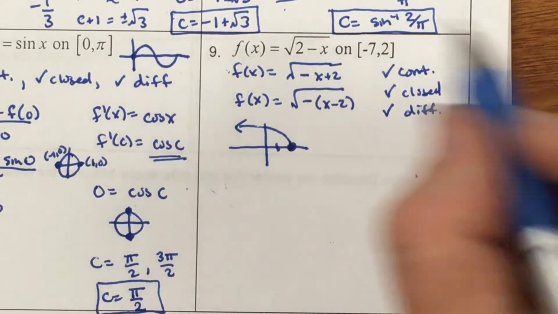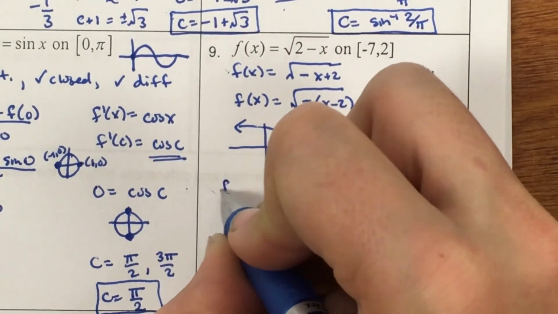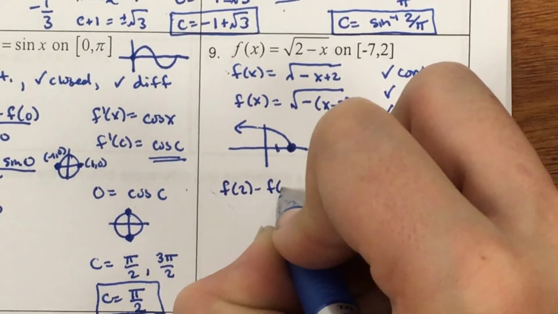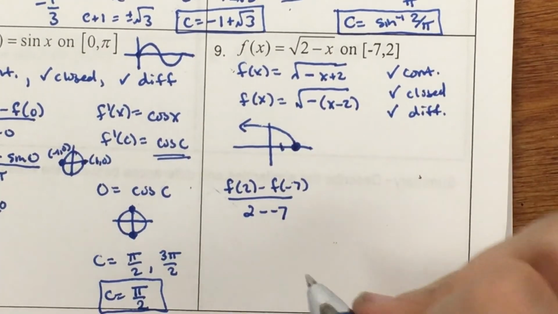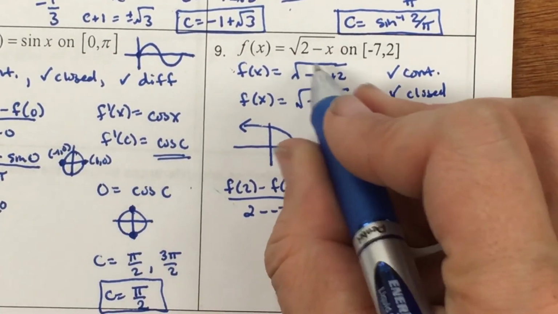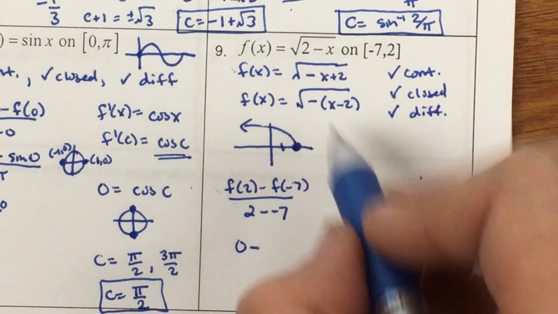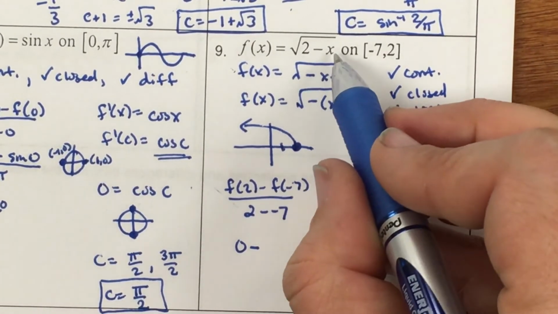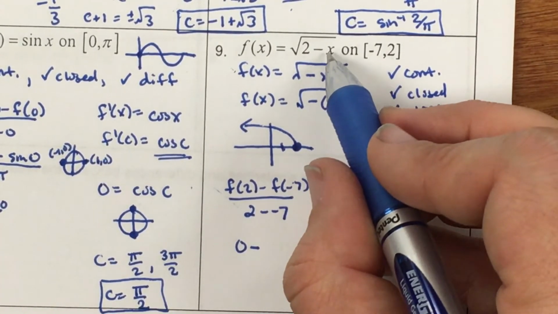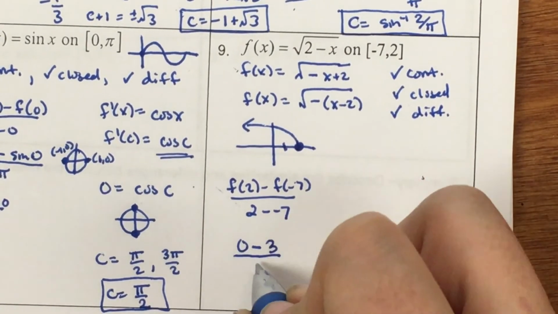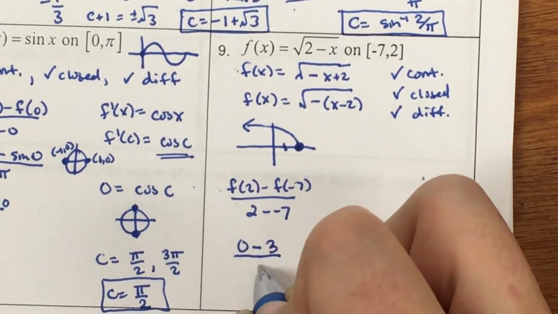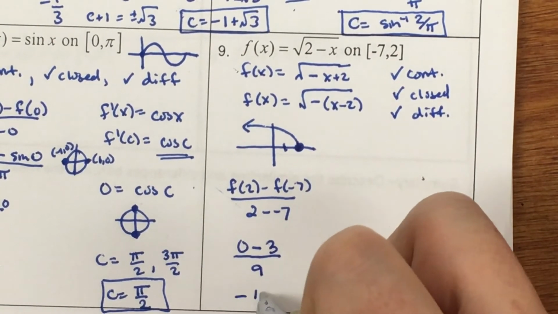All right, so let's go ahead and do our average rate of change. F of 2 minus f of -7 all over 2 minus -7. F of 2 is 0, minus f of -7, which would be 2 minus a -7, which is 2 plus 7, is 9. The square root of 9 is 3. Oh, how nice they are to us. And then 2 plus 7 is 9, so that cleans up to be -1/3.